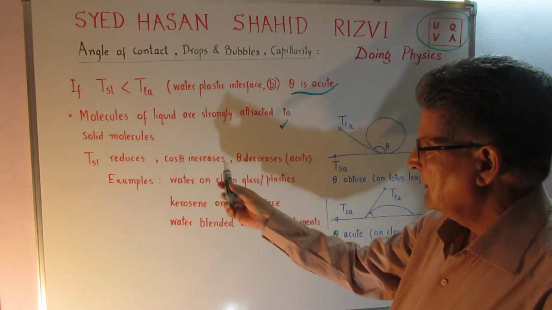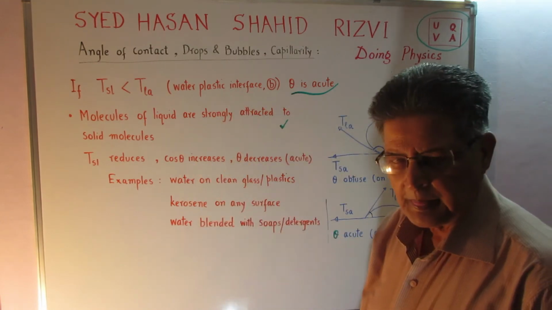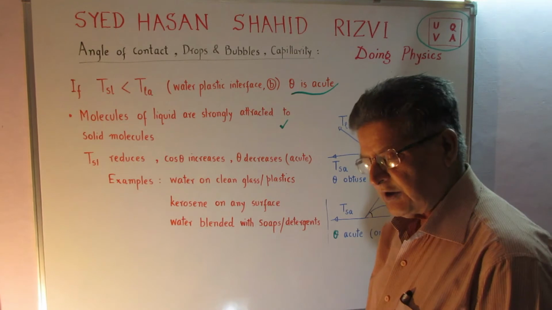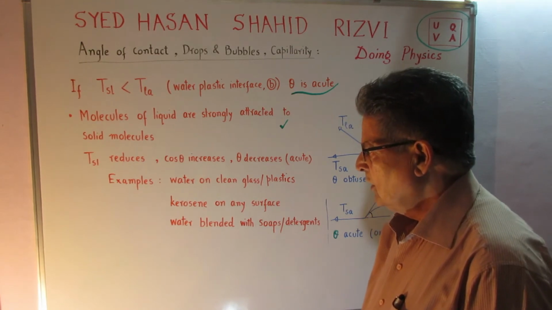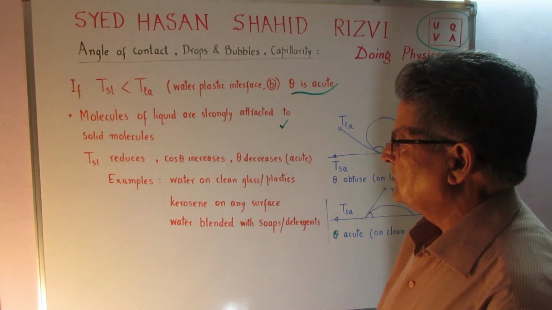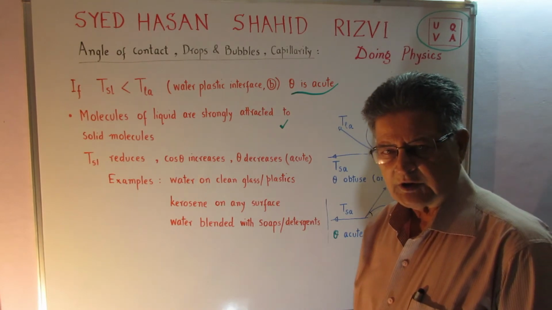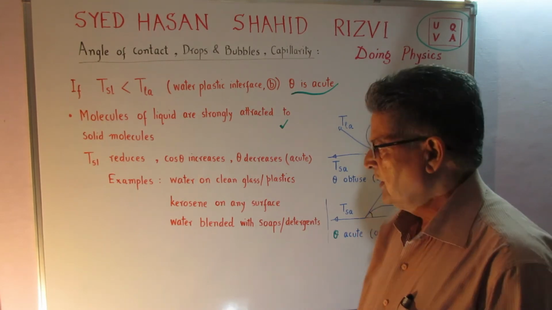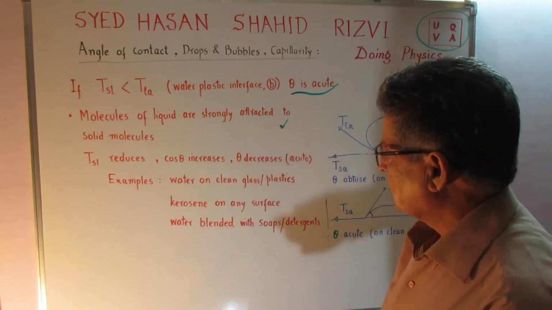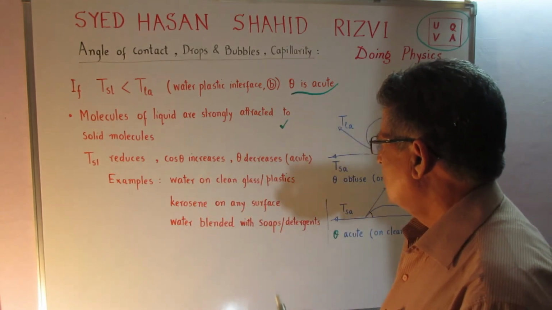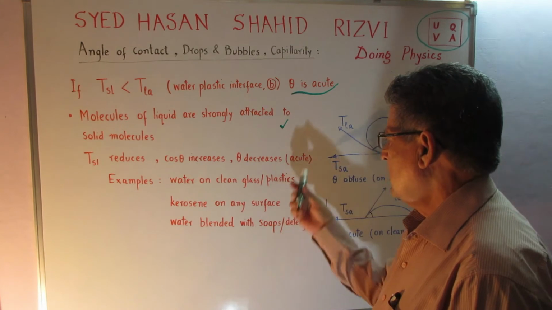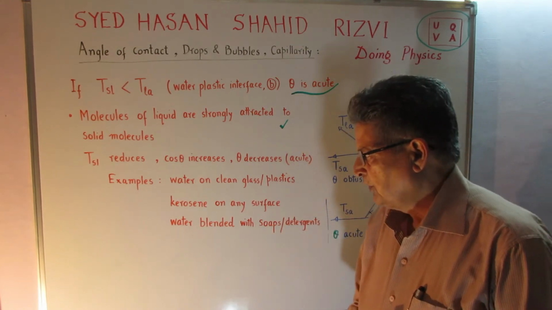Cos theta increases. The value of cos theta increases. The cos of theta is maximum when theta is equal to 0, and minimum when theta is equal to 90 degrees. So when the cos of theta increases, theta decreases. Of course, theta is acute.